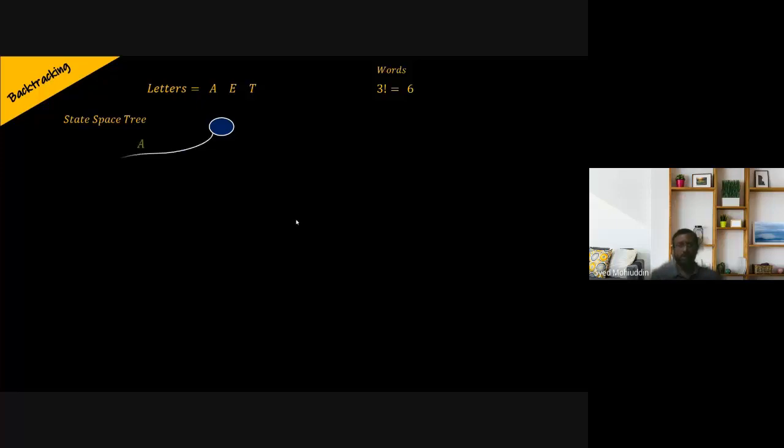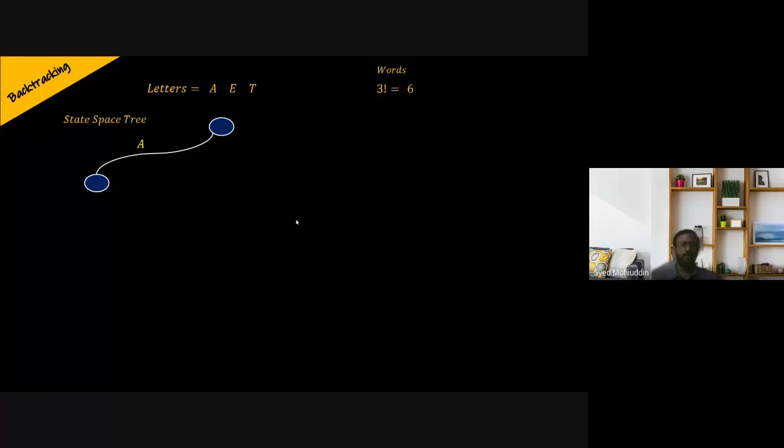So we start with a root. The tree starts with the root. This root is called the initial problem state, so it doesn't have any value here. Now, we start by taking A as the first letter of the word. Next, we reach another node. So we are creating a node on the next level.